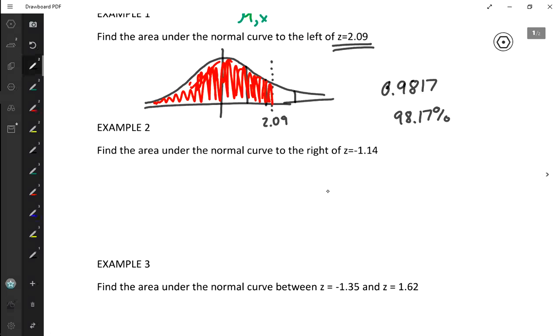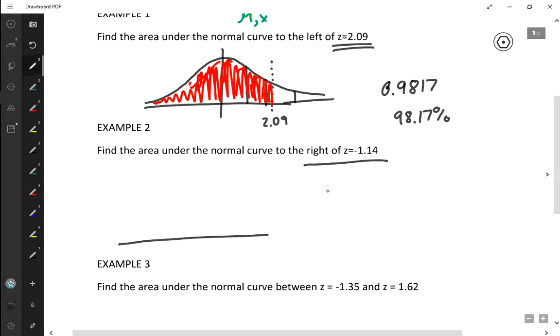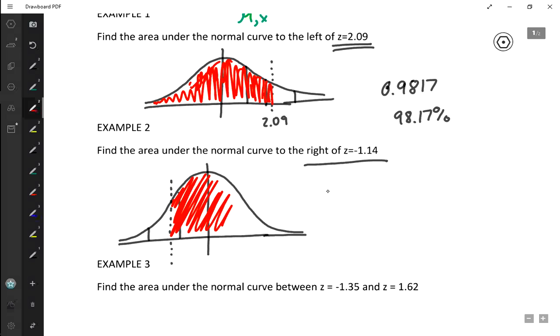Example 2, find the area under the normal curve to the right of z equals negative 1.14. So we'll draw the picture really quick. Our mean's right in the middle, and we're going to the left 1.14 standard deviations. Remember the z-score, how many standard deviations? So negative 1.14 is about right here. And again, it's asking me to find not the area to the left, but the area to the right of that. So that's all this area here. That's the area that it wants me to find.